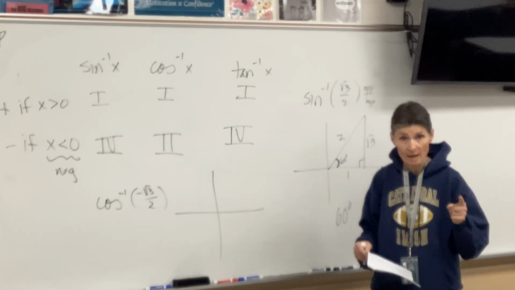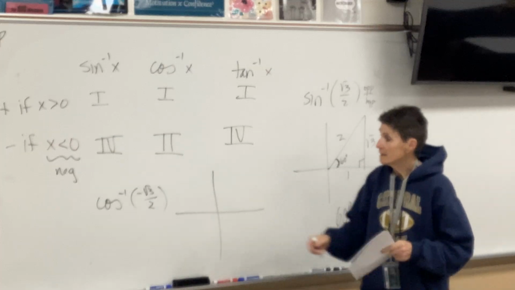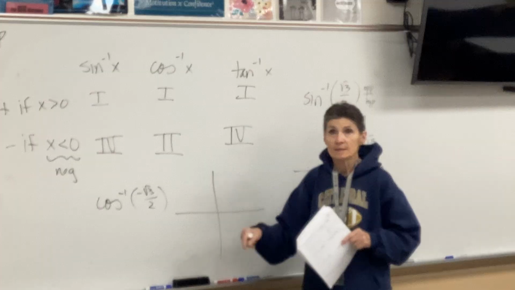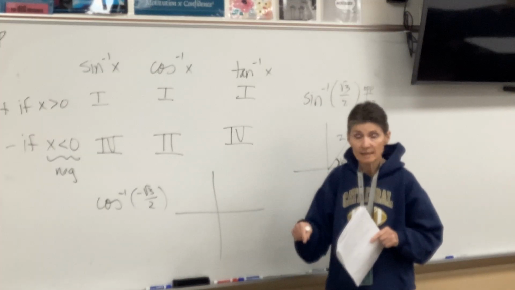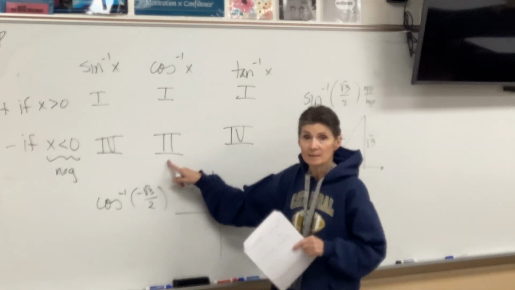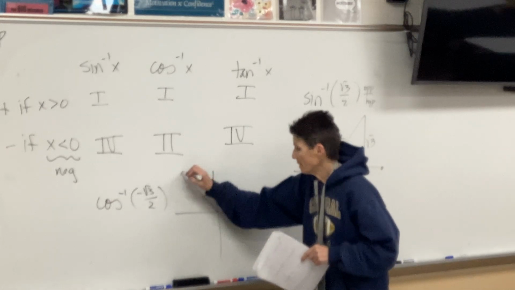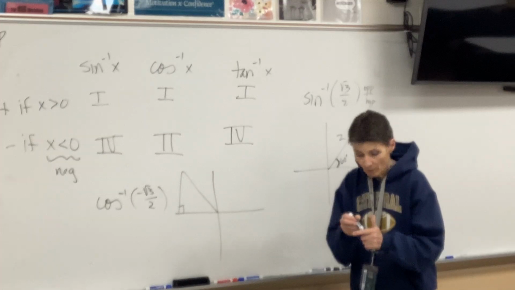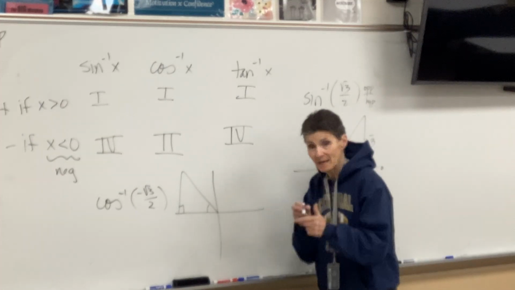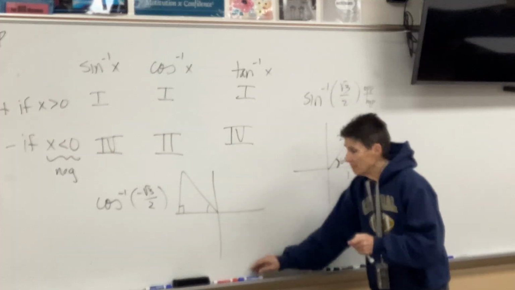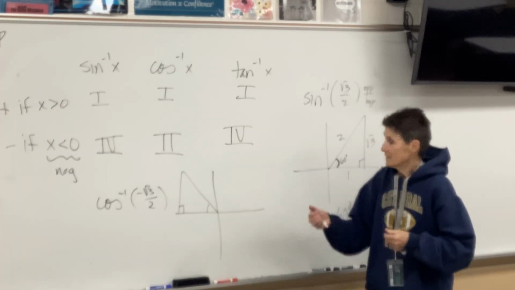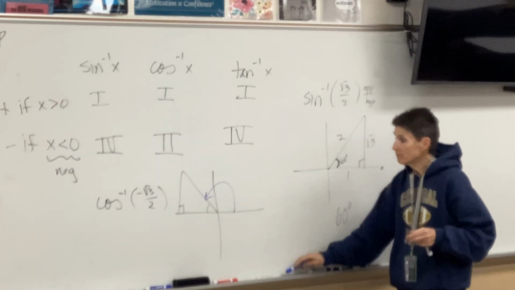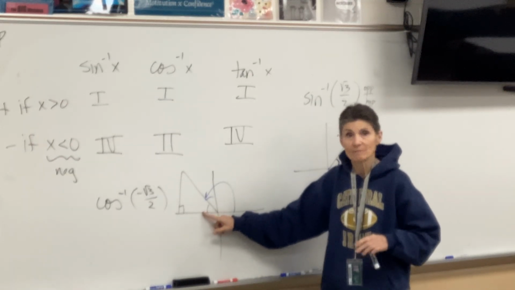It's a cosine, and that is a negative number. It's a cosine, and negative number. That means it has to be in quadrant 2. So I'm going to draw my butterfly bow tie in quadrant 2. Now I'm going to remember, I'm going to find this angle. But that will not be the answer. The answer will be this angle. But I got to find this one first.